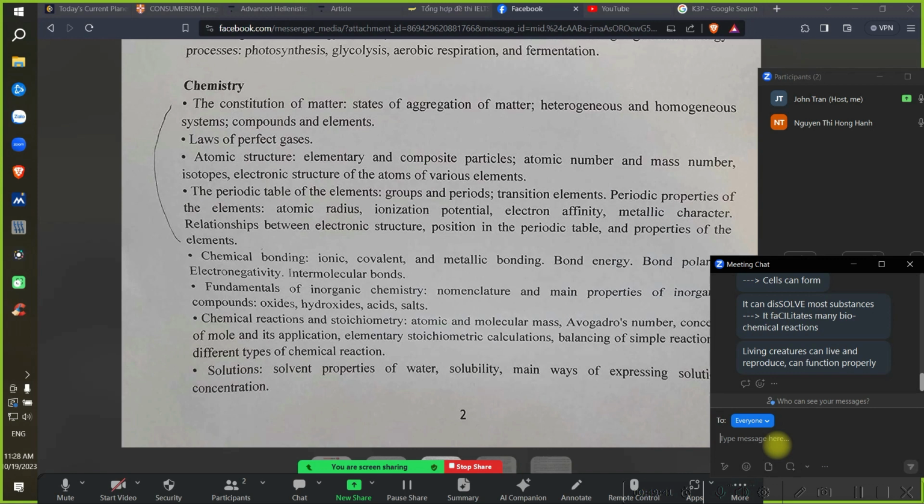It's very important. And also the third one, it has a large specific heat capacity. So what is specific heat capacity? Specific heat capacity is basically the amount of energy needed to increase 1 gram of a substance by 1 degree Celsius. Do you remember this one?